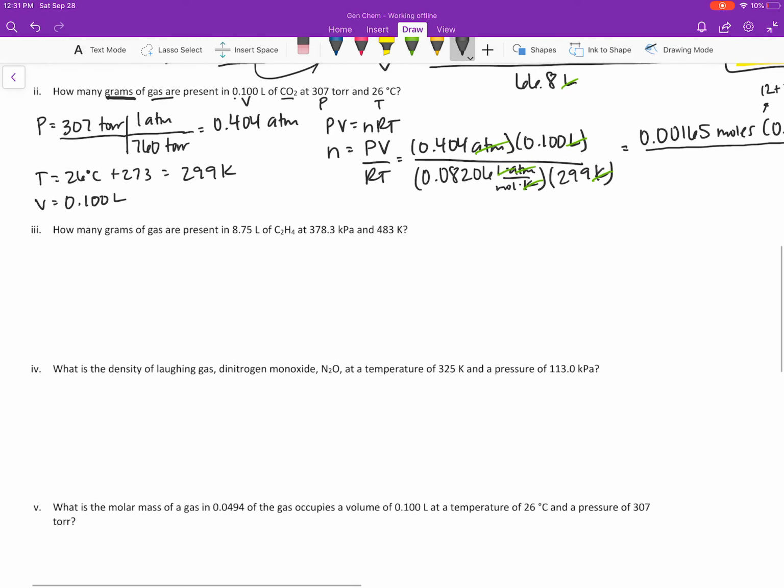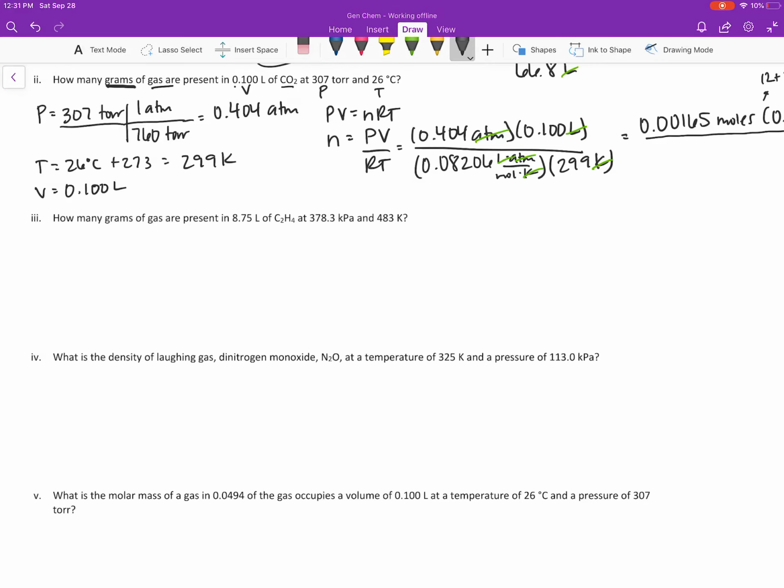All right. Next one says how many grams of gas are present in 8.75 liters volume of ethane. Actually, that's probably ethylene gas at this pressure, at this temperature. So in this case, my kilopascals are really the only ones that aren't in the correct units, but I still need to know grams, so it's identical to the problem up here. But this time I'm going to use my R constant that's already in kilopascals, so it saves me some conversion.